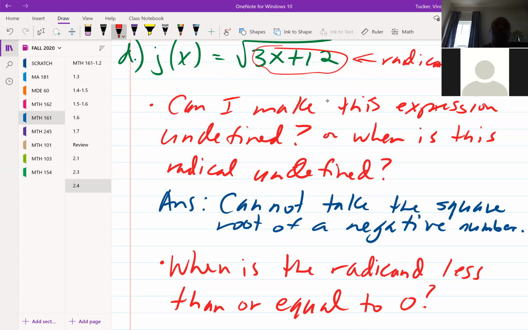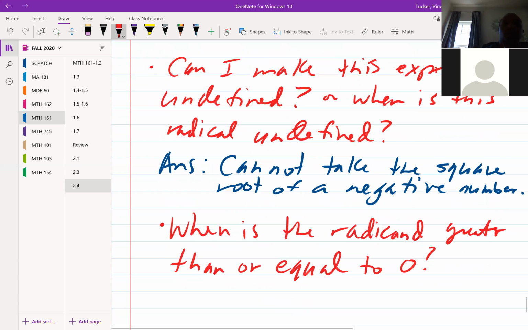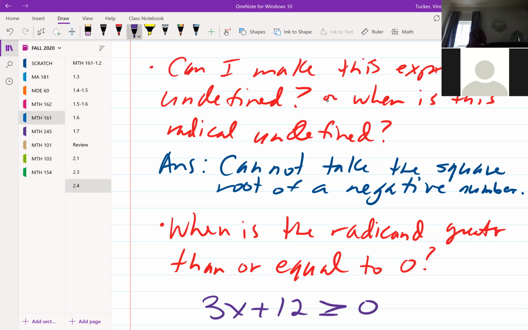And as a matter of fact, if you get the less than, let's say greater than, then we don't have to do anything extra. So when is the radicand greater than or equal to 0? So we'll do 3x plus 12 greater than or equal to 0, so that we know everything that's less than 0 we cannot use. So we'll set that greater than or equal to 0 and then solve it.